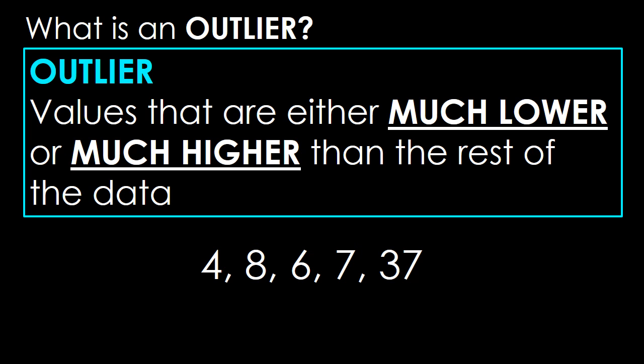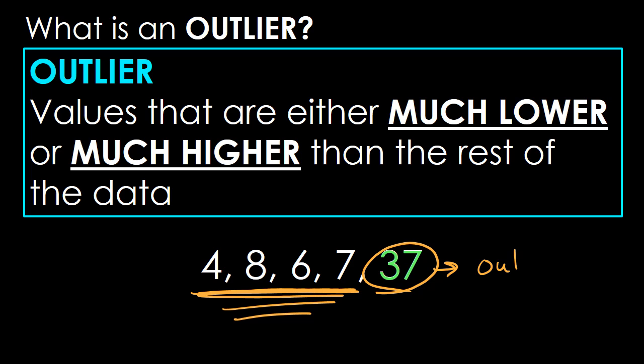When we talk about an outlier, let's give a definition and an example. An outlier is a value in the data that is either much lower or much higher than the rest of the data. When you're given some data, the first thing to do is figure out if it has an outlier. We're given 4, 8, 6, 7, and 37. The values 4, 8, 6, and 7 are really close to each other, but 37 is much higher than the other ones, so we call 37 our outlier.